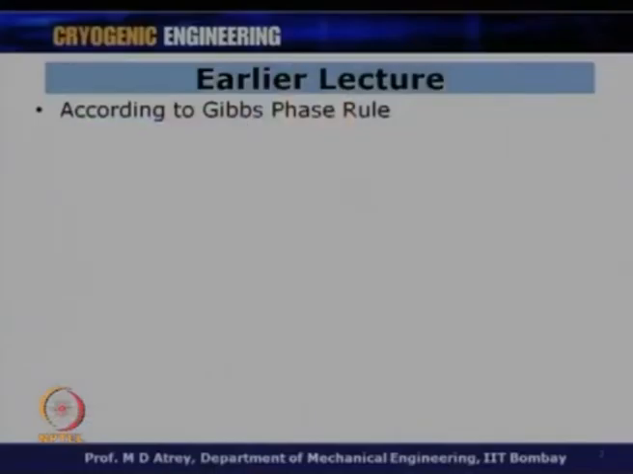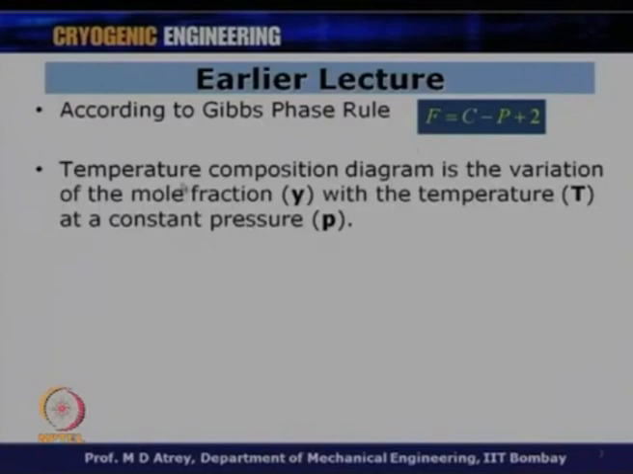Last time we had studied the Gibbs phase rule, which is given as F is equal to C minus P plus 2, where F is the degrees of freedom, or the intrinsic properties required to be specified for any mixture, C is the number of components and P is the number of phases. Also, we understood the temperature composition diagram, which gives a variation of mole fraction, that is Y, with temperature T at constant pressure.